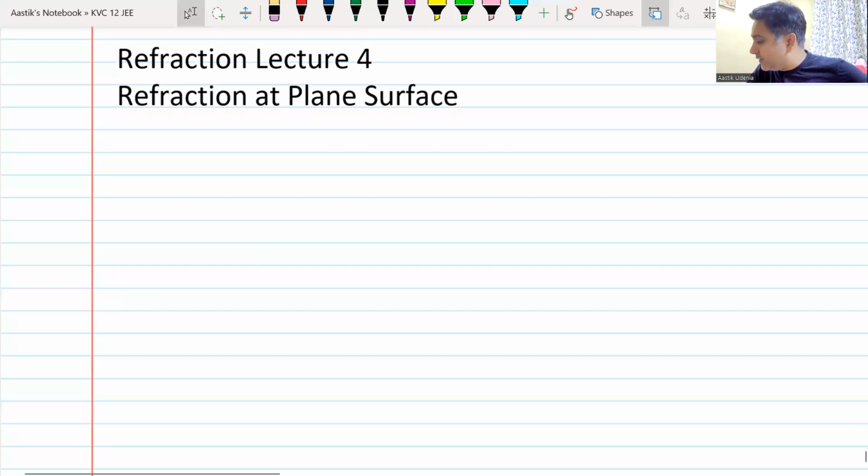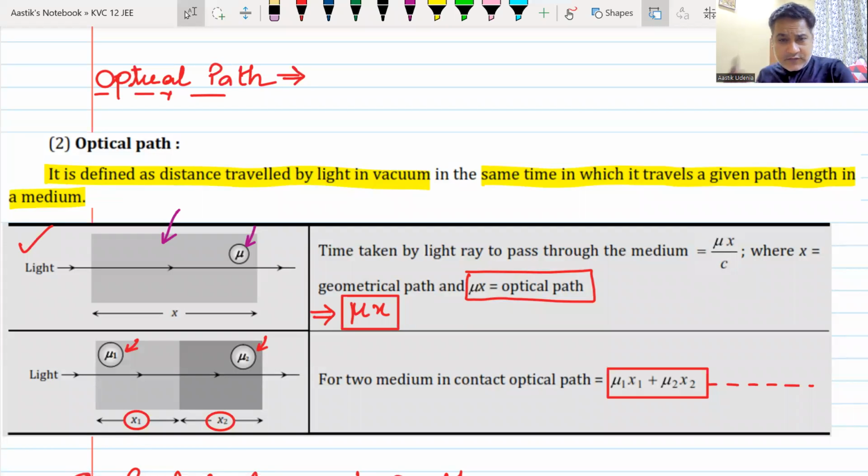So basically, let us just have a quick recap before we proceed any further. We were dealing with optical paths. We had seen that if light travels in vacuum and in some other medium, the distance that it travels in the medium is known as the geometrical path, but that same distance, in the same time, it would have traveled a different distance in air, and that is known as the optical path. Yes or no? We had seen that. Then we had seen refraction at plane surfaces.